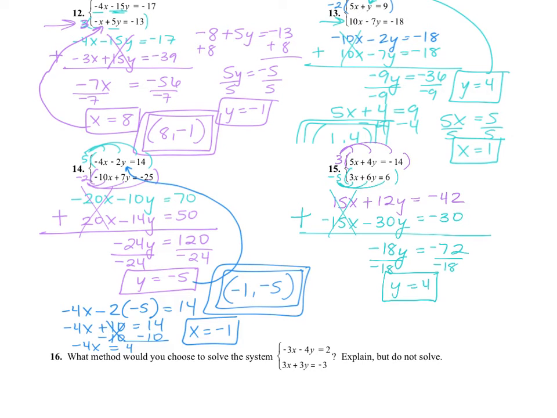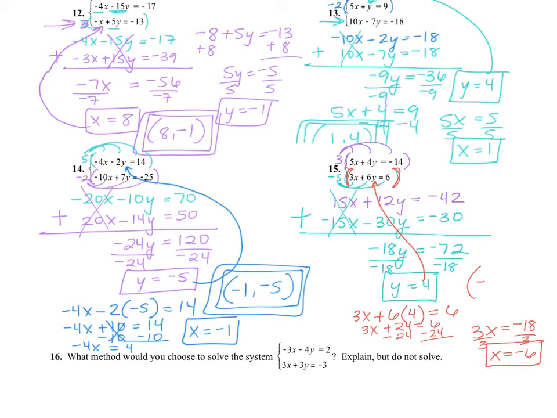Then we're going to take that y and plug it back in. I would probably plug that 4 in right here, into this original, not being multiplied. So 3x plus 6 times 4 equals 6. So you get 3x plus 24 equals 6. We're going to take away that 24, and I get 3x equals negative 18. Divide by 3. So x is negative 6. So my answer is going to be negative 6 for my x and 4 for my y.